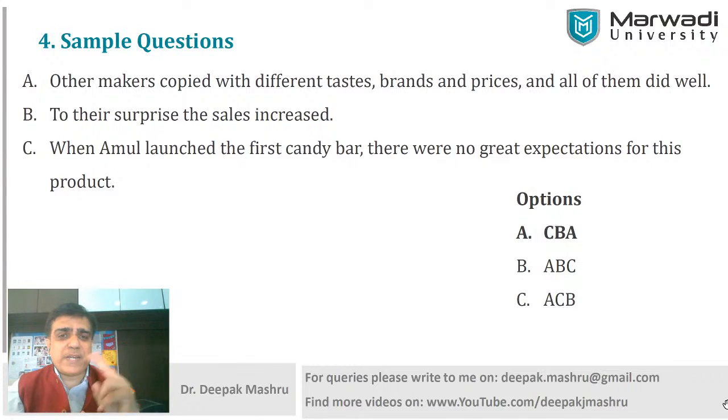They had no expectations, right? So that was the cause, and the result was, to their surprise, "there" means Amul, right? It is Amul, not the makers. So "there" represents Amul people, right? So that's why CB, and the last one is other makers copied with different tastes, right? So in this way, the answer goes like this: CBA, right?